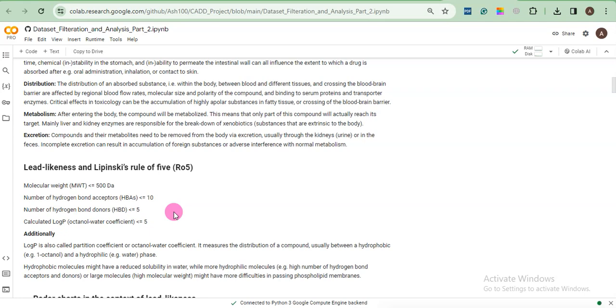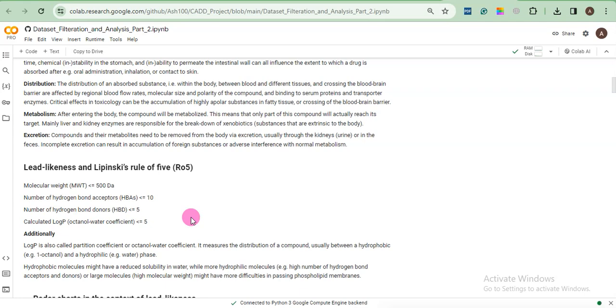Or if I would say like this, if these 4 rules are satisfied for a compound, then it means it's a lead molecule. It has a higher druggability. But we will also discuss later on that it is not hard and fast rules.